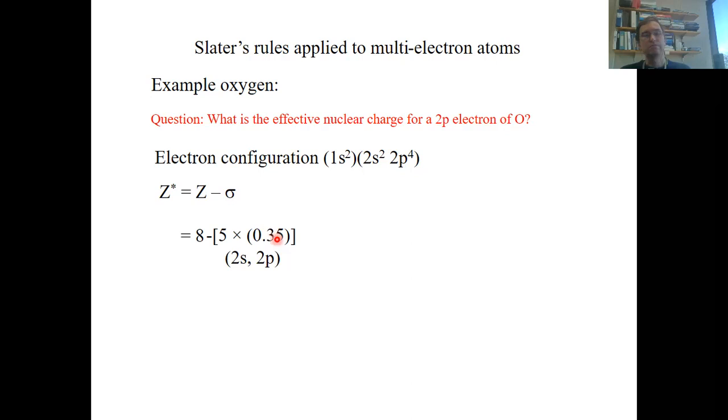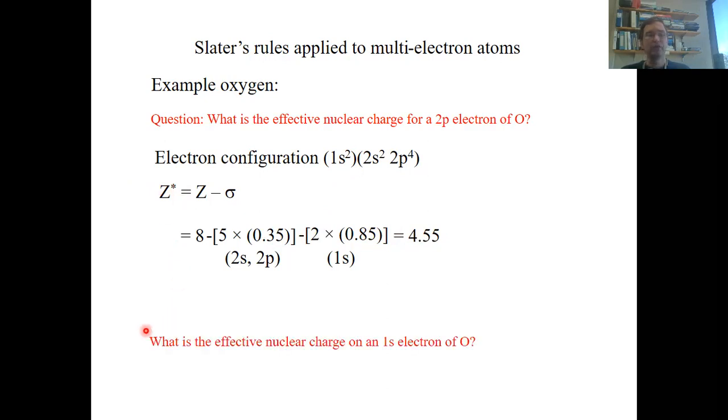Now, secondly, we need to consider these 2s electrons, and they are in an n-1 shell, and therefore they contribute 0.85. Now what does that give? That gives overall 4.55, which is the estimated effective nuclear charge for that 2p electron.